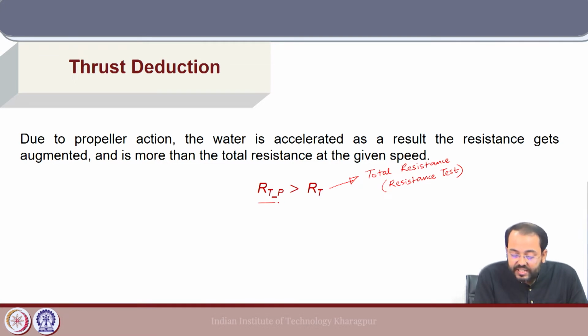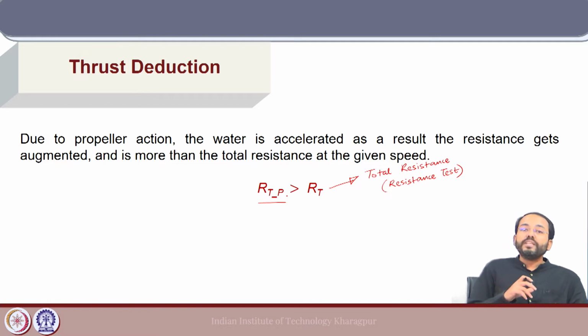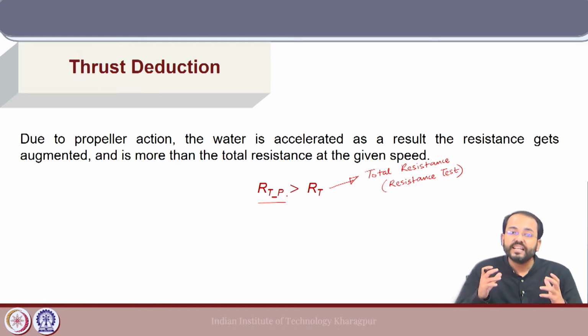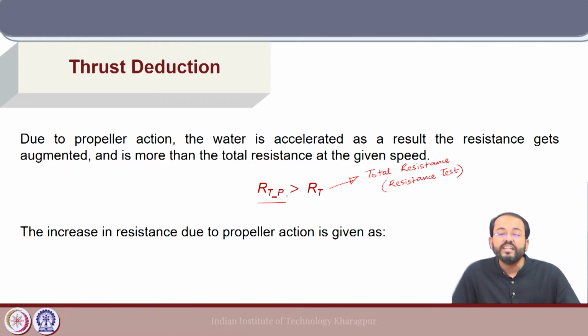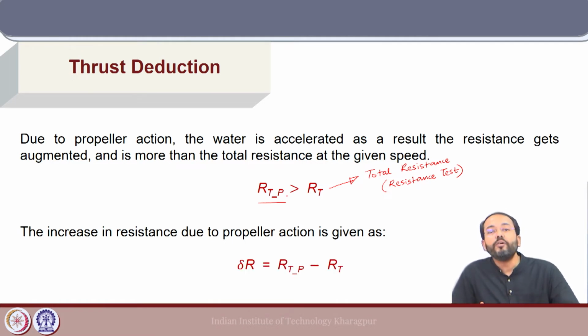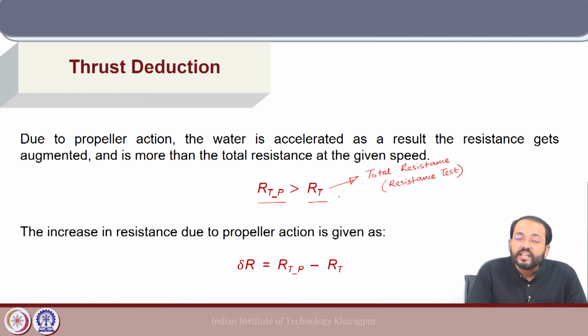So, RTP is the resistance when the propeller is working behind the ship, and that also depends on the thrust loading of the propeller. Now, how does it do it? When the propeller rotates, it accelerates the flow, and also because of that there is a low pressure region in the stern of the ship, and as a result we have an increase in the resistance which is higher finally compared to the calm water resistance that we measure, the total resistance in the resistance test of the ship without the propeller.